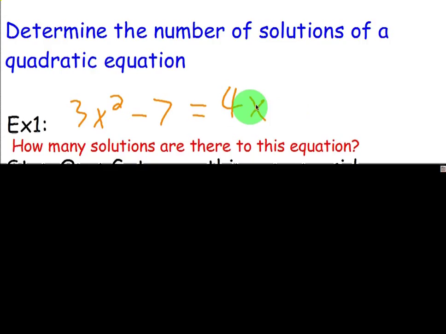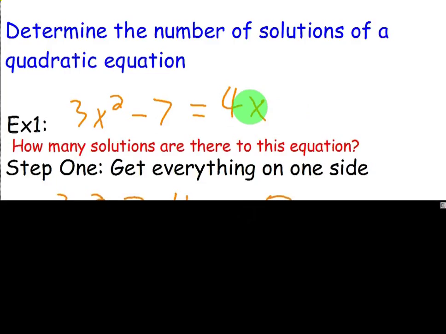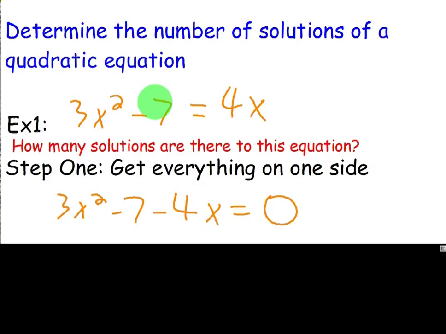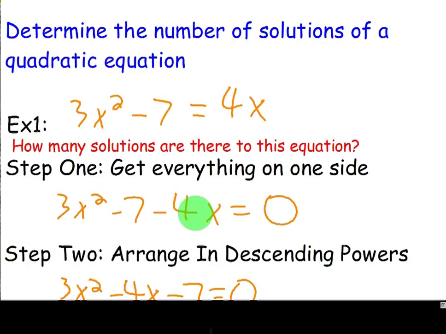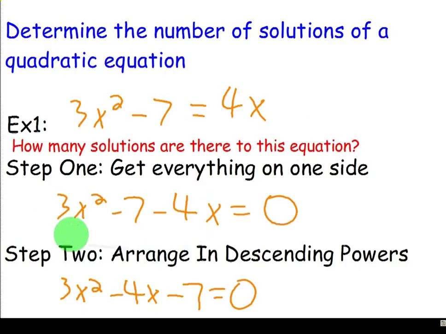So we're still subtracting the 4x? Yes, very good. You're still going to move everything to the left, get everything on one side, so we will subtract 4x and move it to the left. But the thing is, it has to be in order. So put the x squared term first, put the x term next, and the constant term last.